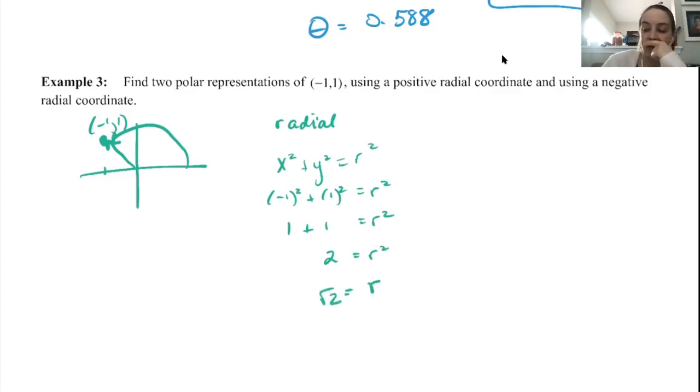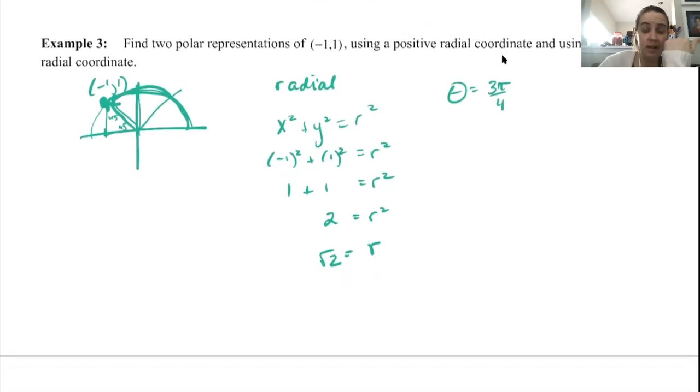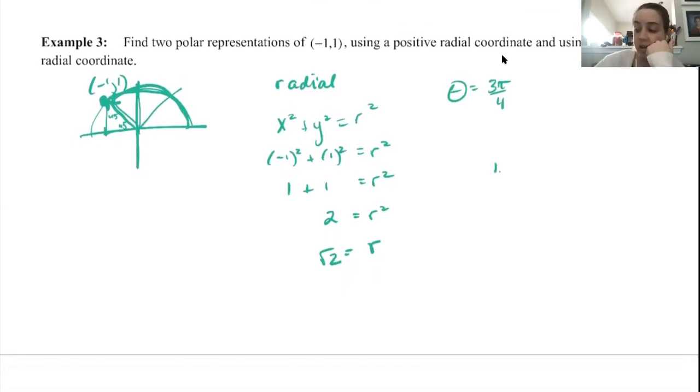Now, in terms of getting around here for our angular coordinate, and we want to be in radians, this is negative 1, 1 gives me a 45, 45, 90 over here. So this is kind of up 45 degrees. So I know I'm dealing with pi over 4. So 1 pi over 4, 2 pi over 4, this is 3 pi over 4. So theta is 3 pi over 4. And we could list it that way as one option. We can say, all right, option one, we are looking at root 2, 3 pi over 4, positive radius, positive angle.